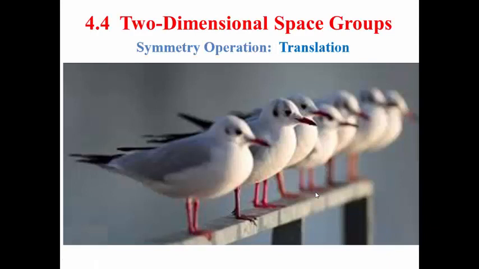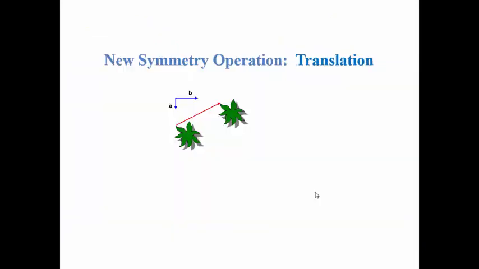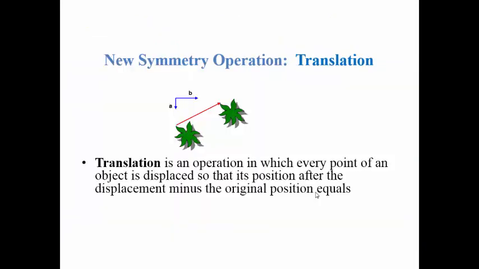Now we're going to look at translation. We add translation. Here are the birds translating along. And let's get a little cleaned up definition of translation. Translation is an operation where every point of an object is displaced. So here we have a point along for our leaf, and it's displaced so that the position after the displacement minus the original position is going to produce the lattice.